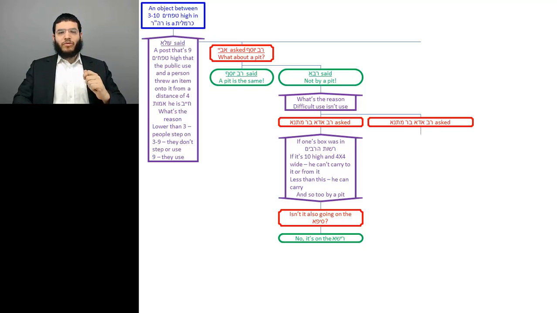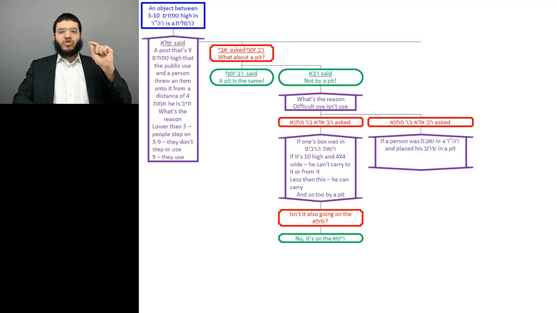So the Gemara begins by quoting a Brisa that says, if a person was shavis in a Rishus Harabim and placed his Eruv in a pit. So briefly, the idea of an Eruv is that a person is not allowed to walk outside of the city, if in every direction there's just an empty expanse, there's no other cities. A person is not allowed to walk out of that city on Shabbos more than 2,000 amas.